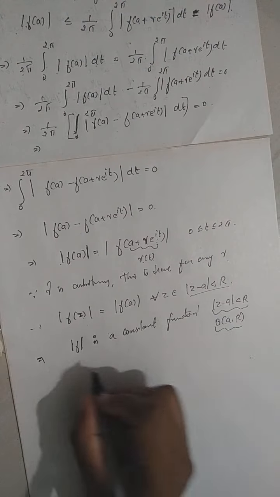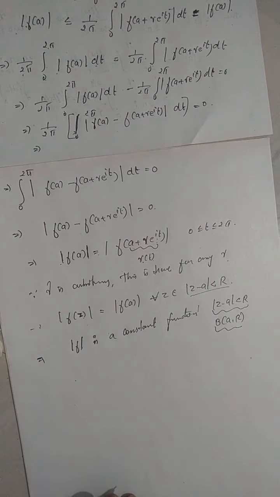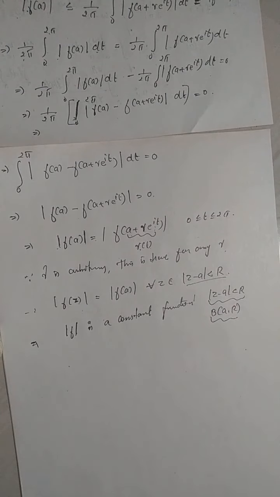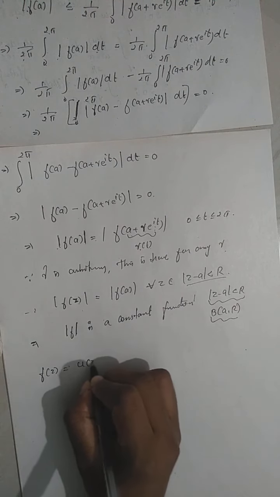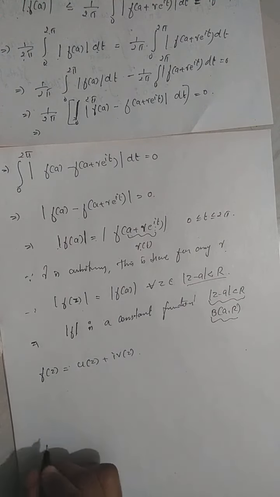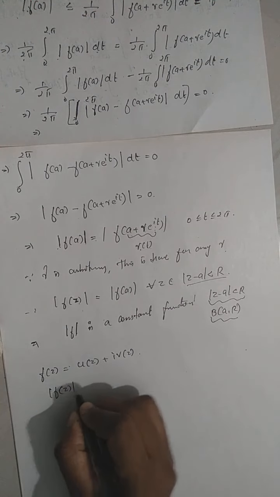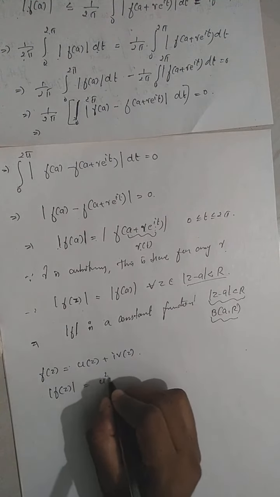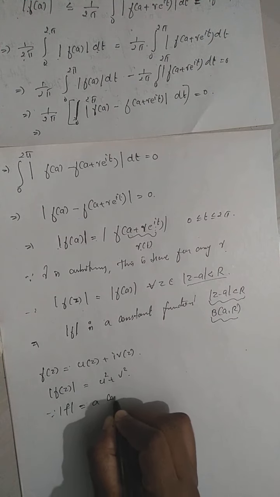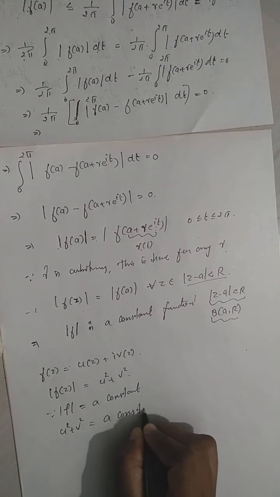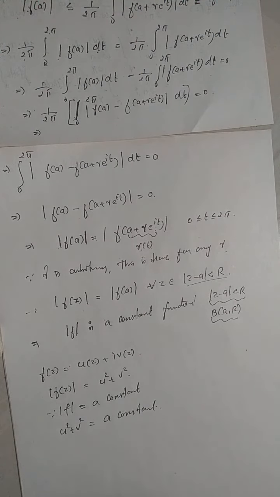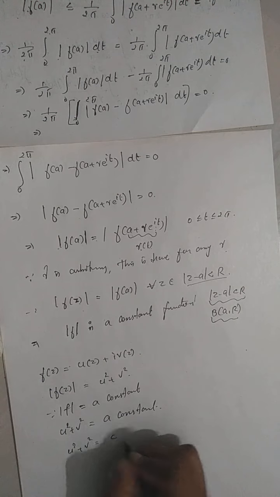So in this open disk our function |f| is a constant function, but we want to prove that f is a constant function. Okay, so what is f? When f is a complex valued function, it can be written as u(z) + iv(z), right? Then what will be |f(z)|? |f(z)|² will be u² + v². Since |f| is constant, u² + v² is equal to a constant. So I take u² + v² = c, constant c.